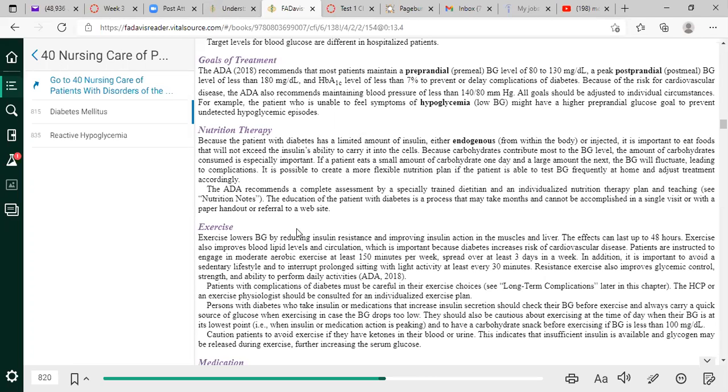The HCP or persons with diabetes who take insulin or medications that increase insulin secretions should check their blood glucose before exercise, with a source of glucose available when exercising in case the blood glucose drops too low. They should also be cautious about exercising at the time of day when the blood glucose is at its lowest point, when insulin or medication action is peaking. Okay, you're welcome. Oh no, thank you.